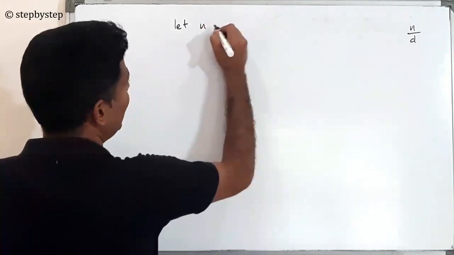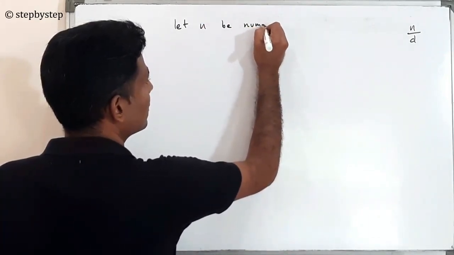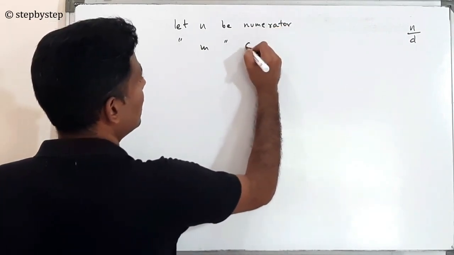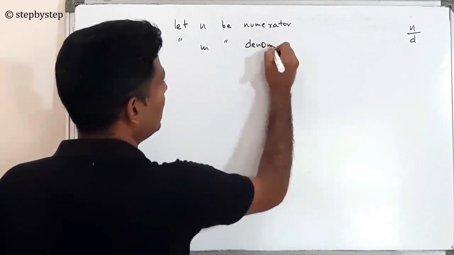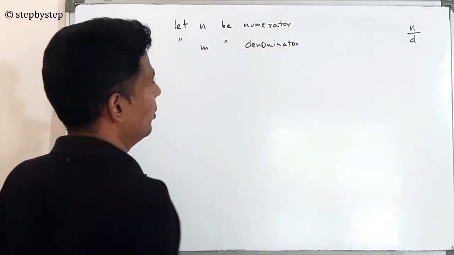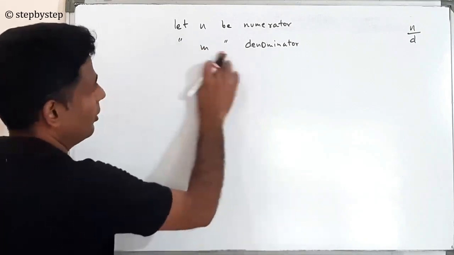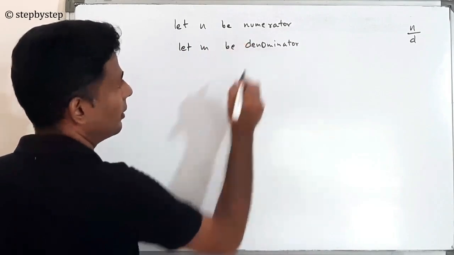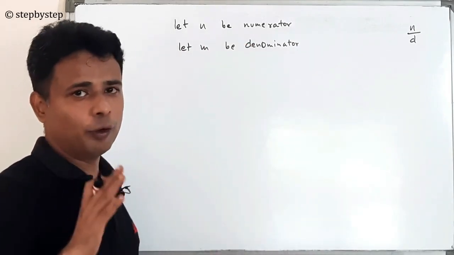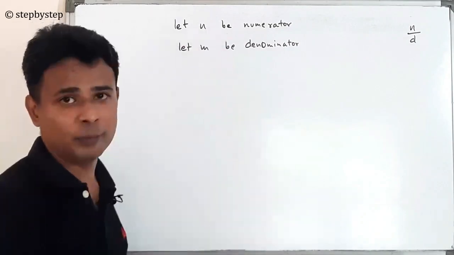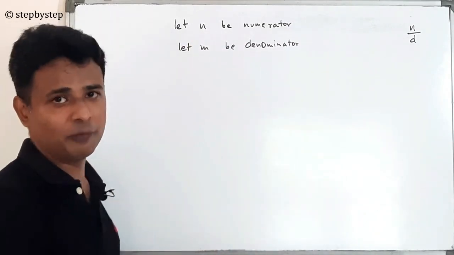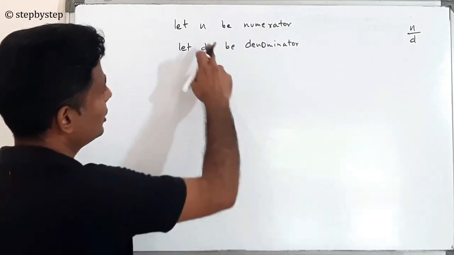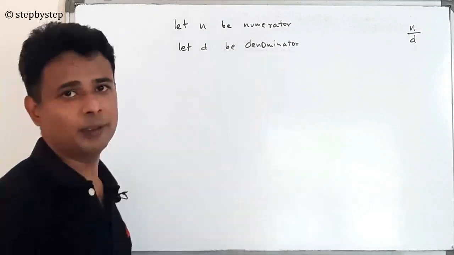So I can say let n be numerator and let d be denominator. Okay guys, I am using this sign, but in the exam just write the whole thing. You have to write this first. Before you start any word problem, you have to explain what your variables are. What is x and y, what is n and d, whatever you are taking. So I'm taking n as numerator, d as denominator.